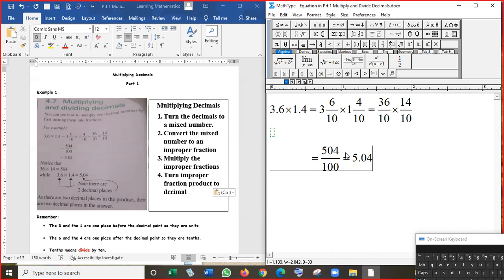Okay, 5.04. So please repeat this: multiply decimals, convert to mixed numbers, then to improper fractions, multiply and divide by the denominator to give you back the decimal. In that case, it is 100.